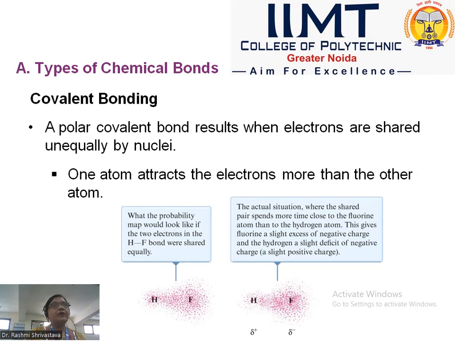But in the actual situation, a polar covalent bond is formed between hydrogen and fluorine. The shared pair of electrons shifts towards the fluorine atom due to its high electronegativity. The electronegativity of hydrogen is much less than that of fluorine. That's why the shared pair of electrons shifts towards the fluorine atom, and the compound becomes polar in nature.